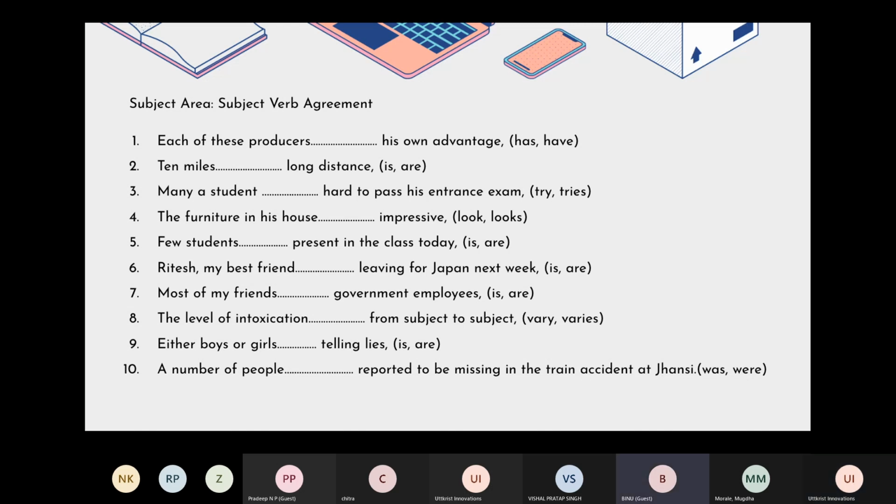Miles. 10 miles. Miles. 1 mile. Vishal, no problem. You start attempting this slide. At last, I'll try to flash the slide of round 2, and you can calculate the number after this. So you have to be very quick. Yes, student. Many student try. The furniture in his house.